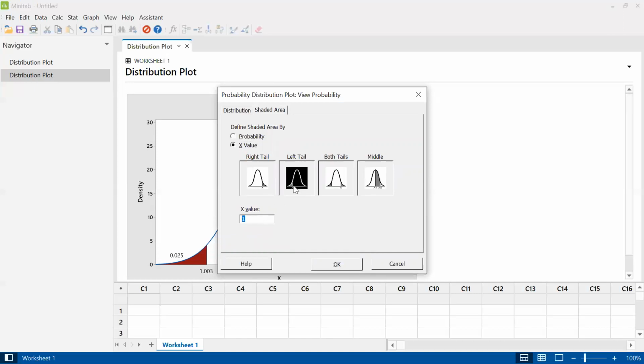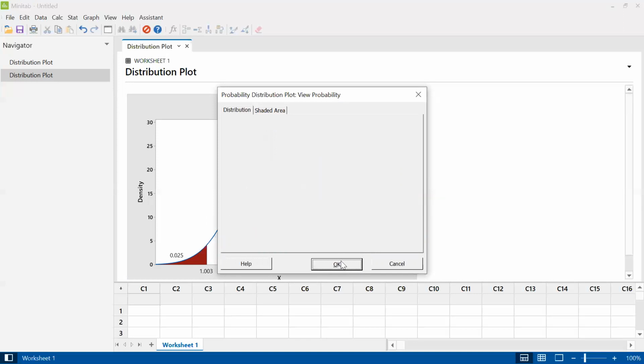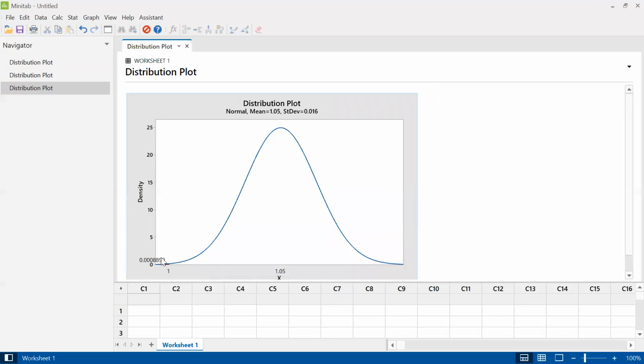X value 1, left tail. We want everything lower than 1 kilogram. Okay, that is very low. All right, 0.000889. And before it was between 1 and 2%. This is well under 1%.